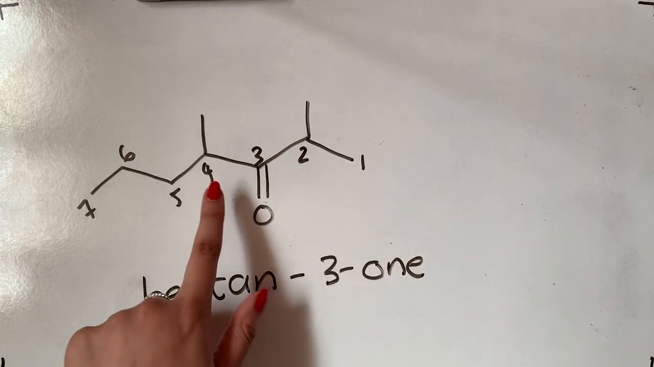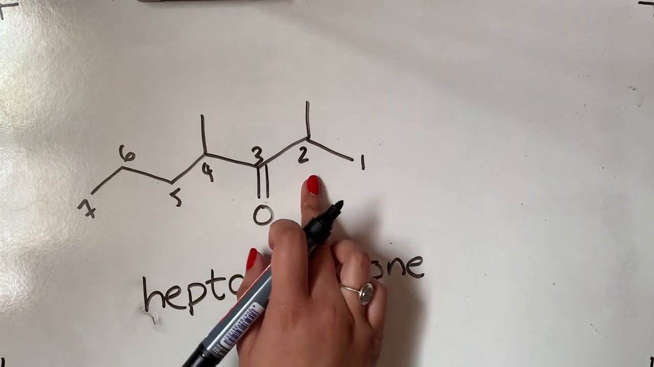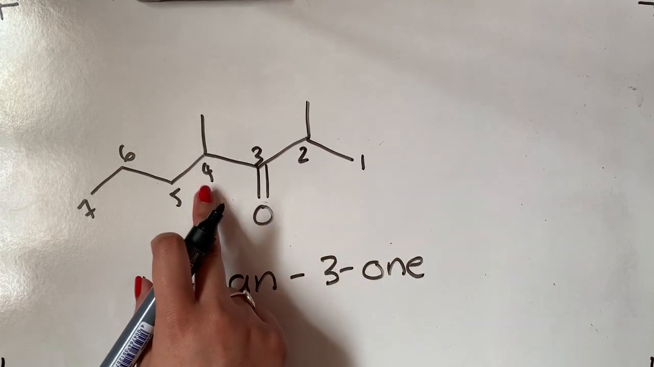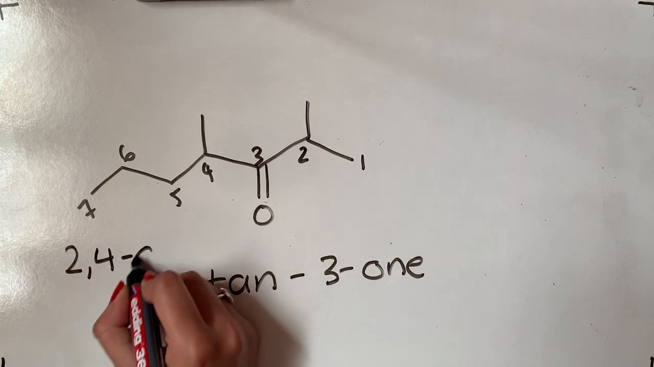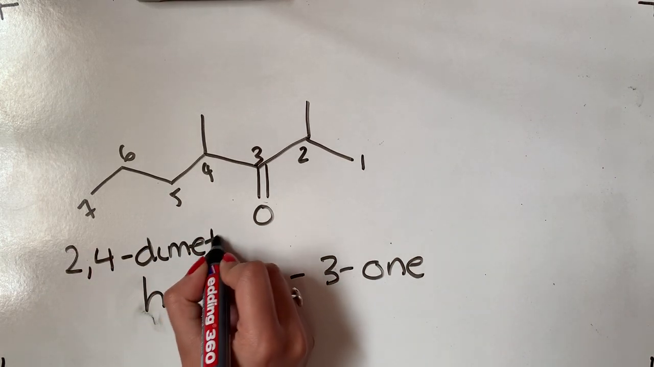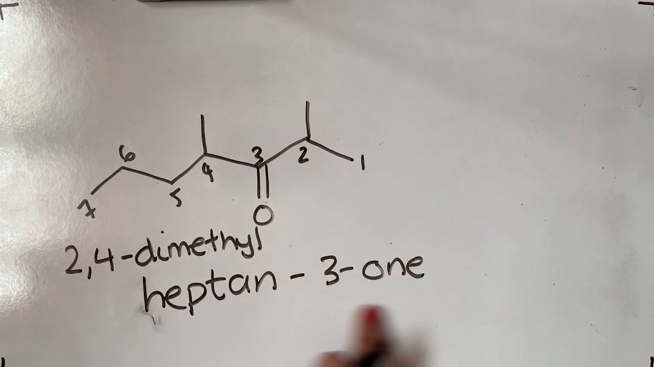But now we need to do the methyl groups, the branches. So we've got 2, 4. I'm not going to fit this in. So it's got 2, 4 dimethyl heptan-3-one. Okay, so that's all one name there.